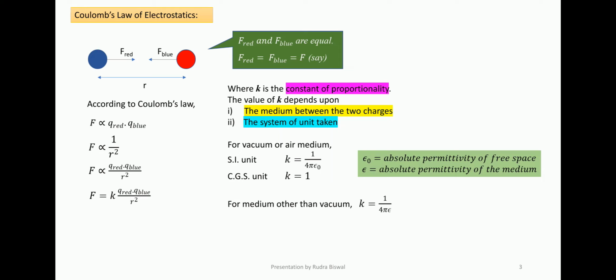Till now we have discussed the variation of the force with the charges and the distance between them. But what about the direction of this force? To get the direction we have to consider the vector form of Coulomb's law. Again, let's consider two dissimilar charges q1 and q2.